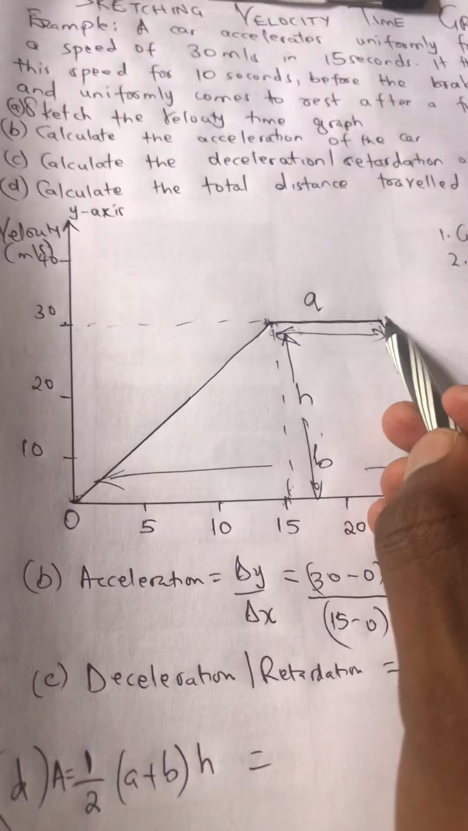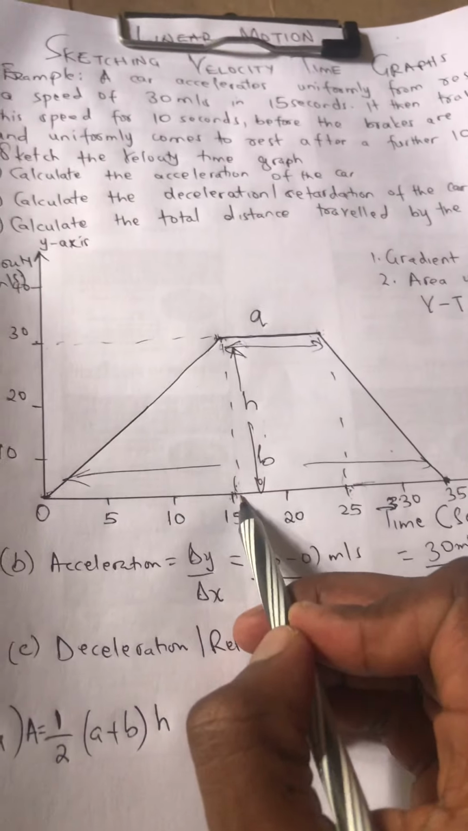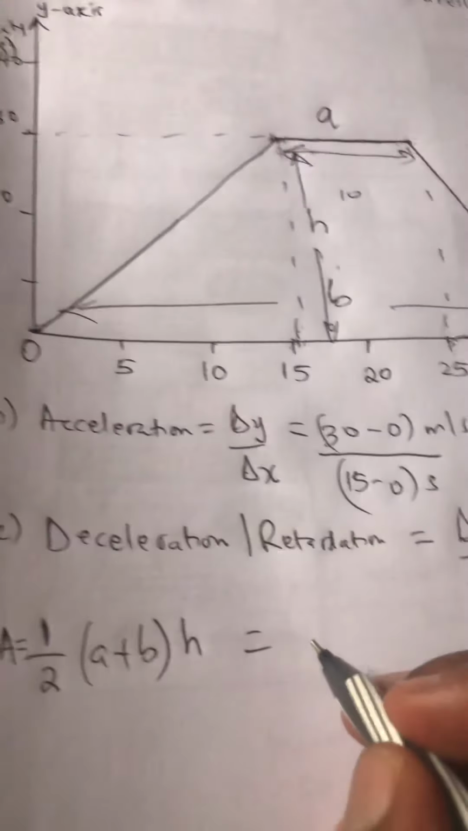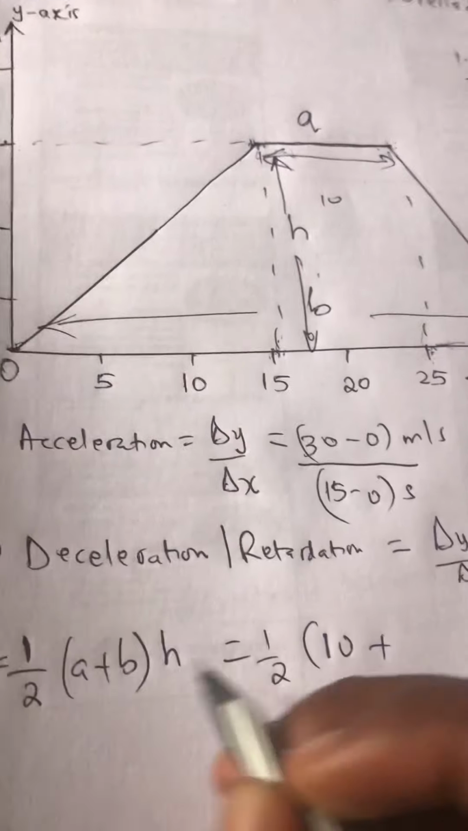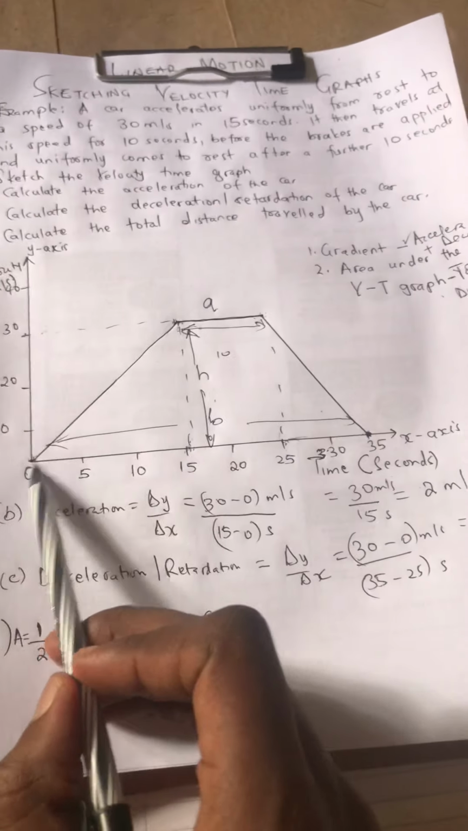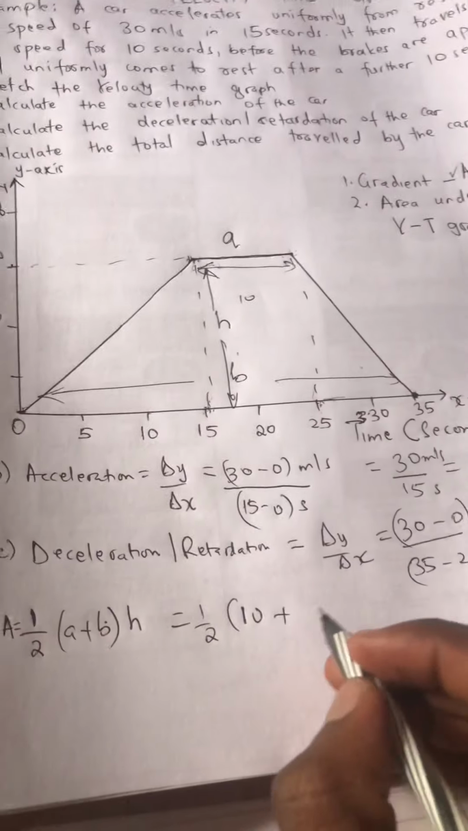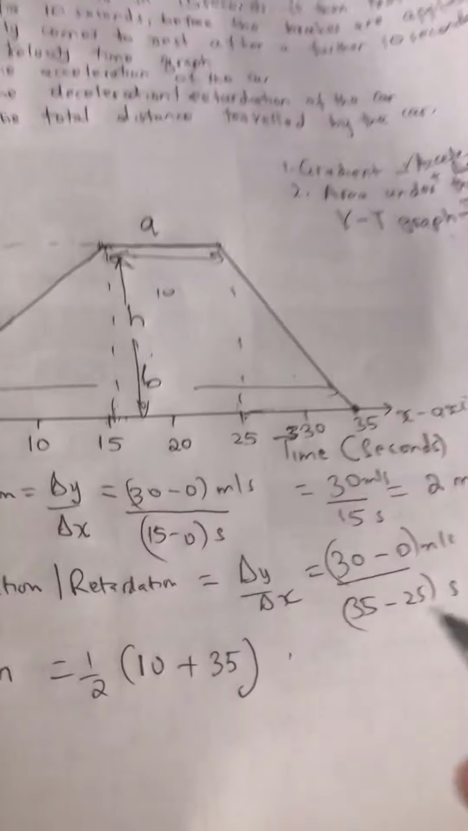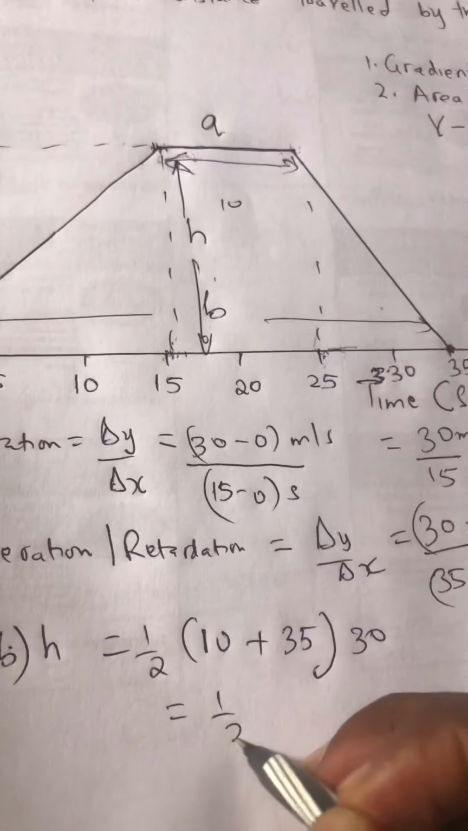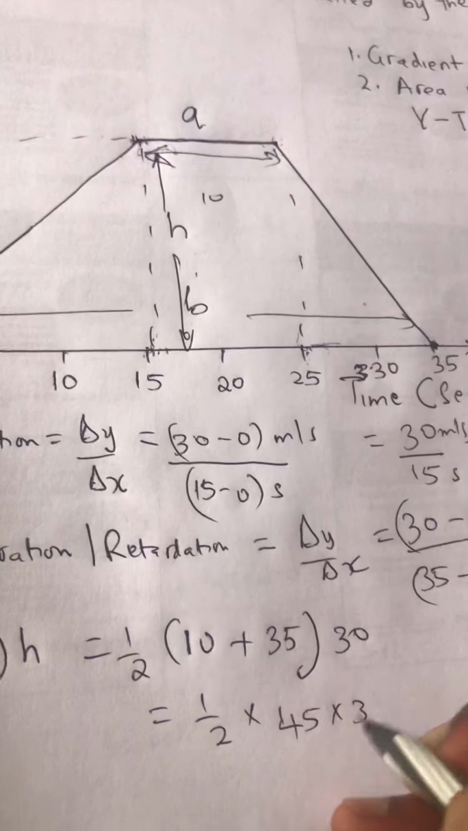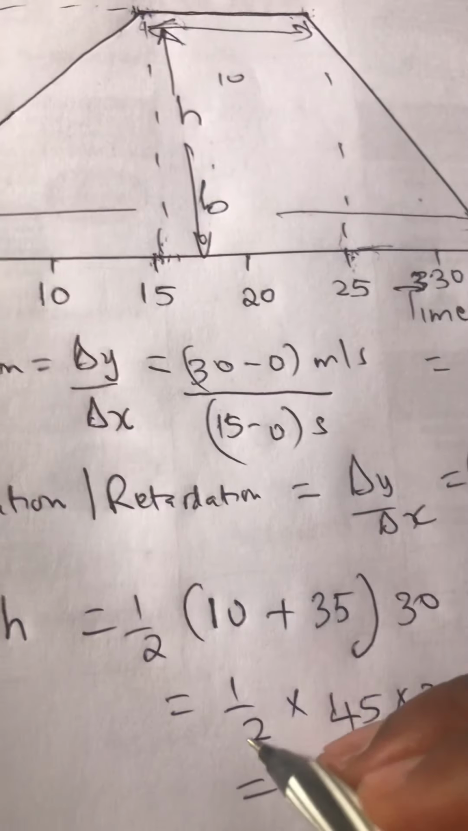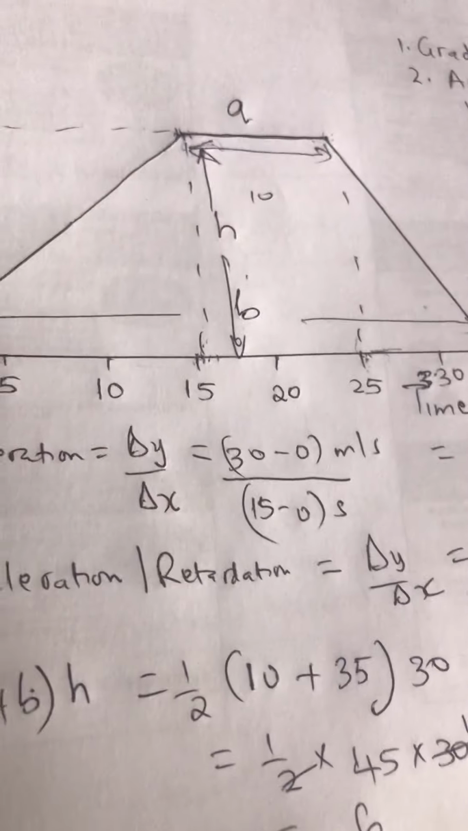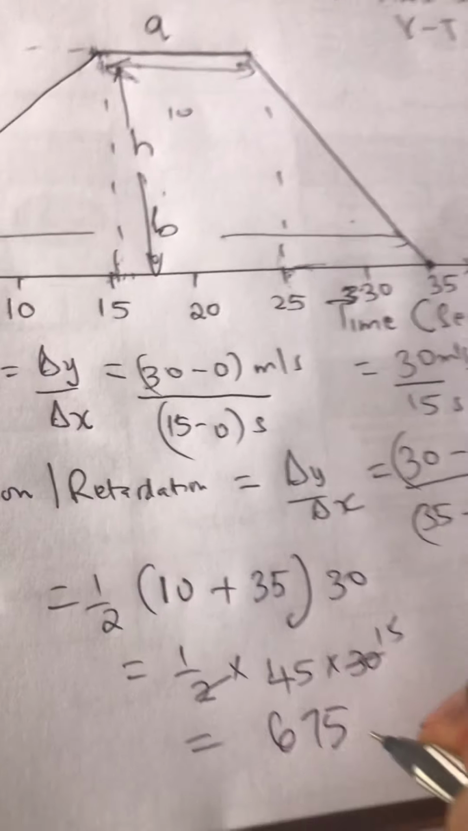So A is from here to here. We got 25 minus 15, which is 10. So a half multiplied by 10 plus B. What is B? B is from here to here, which is 35 minus 0, which is 35. Then our height is from here to here, which is 30. So multiplied by 30. My dear friend, this will be a half times 45 times 30. If you do it well, you should get that this is 45 times 15, which is 675 meters.